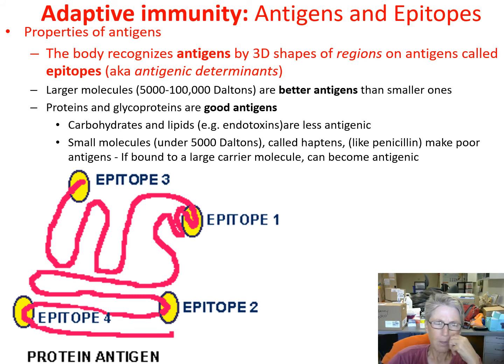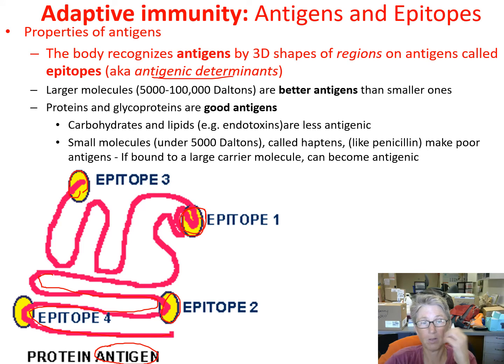Okay, I like this. This is a cartoon of an antigen. Antigens are usually proteins. So this pink thing, this is the antigen. And then look, it's got these yellow parts on it. Those are the epitopes. This is kind of a cool, instructive cartoon. Epitope 1, 2, 3, and 4 on an antigen. So the body or your cells recognize antigens by the three-dimensional shape of these regions called epitopes on an antigen. And the epitopes are also called antigenic determinants.